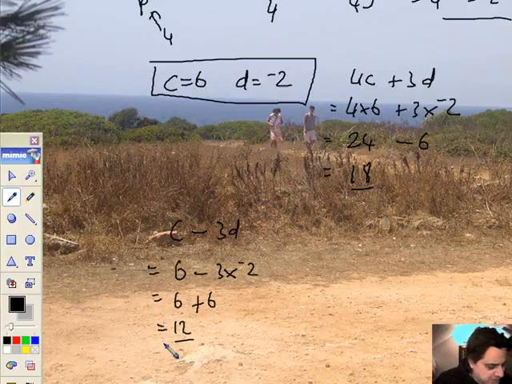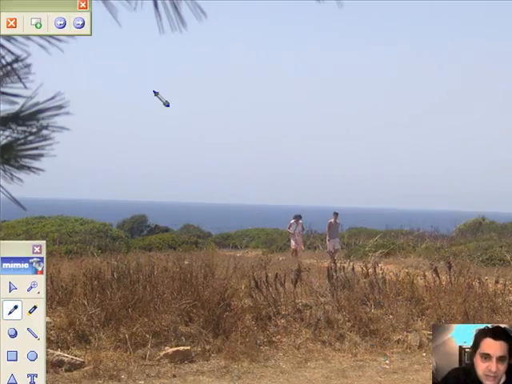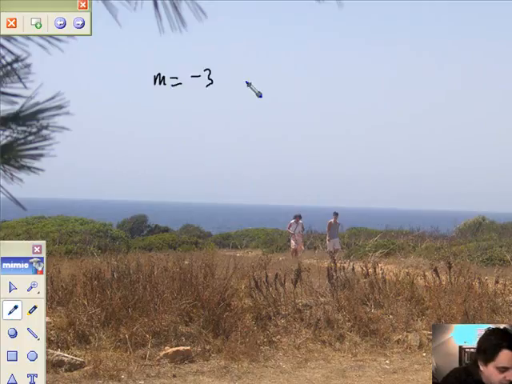Jumping straight on to question 6 now, because I've got 2 negative numbers. I've got, in fact, let's turn the page over. I've got M is minus 3, and I've got N is minus 5. Okay, nothing easy there, but be careful. Let's do a challenging one.